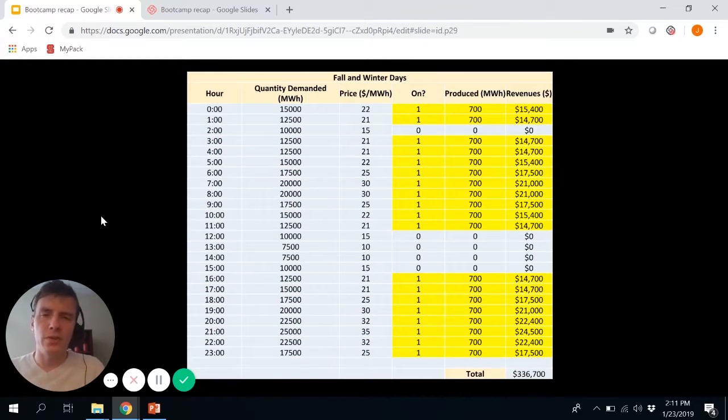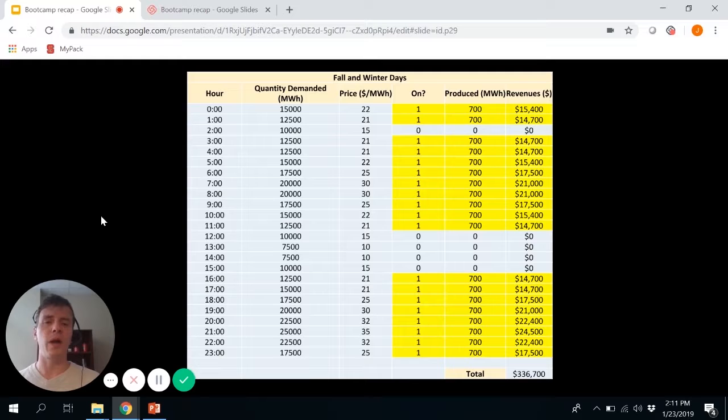So we want to take that one step further. We want to actually figure out how much money the plant would be making. So let's focus again here just on fall and winter days. And here we've added a couple different new columns. We still have those first three columns of the hour of the day, the quantity of electricity demanded, and the price of electricity. And those prices vary throughout the day with demand, because as demand increases, the price tends to go up. For every price that we see here that's greater than $20, we're going to assume that the plant is on. Those rows are highlighted in yellow.